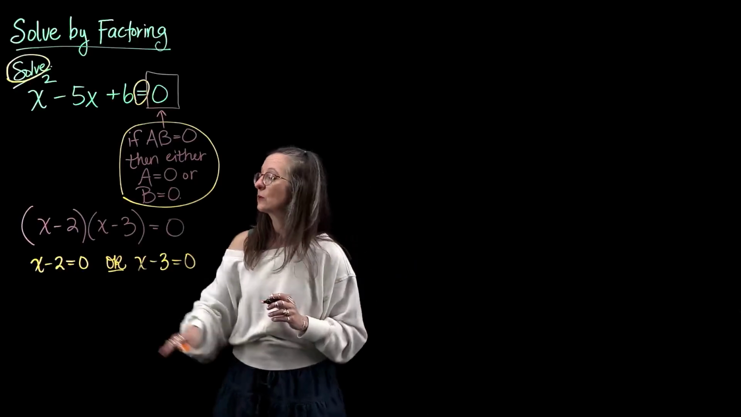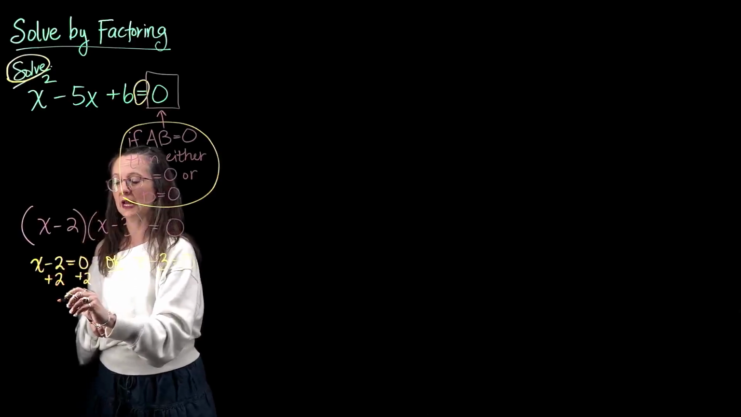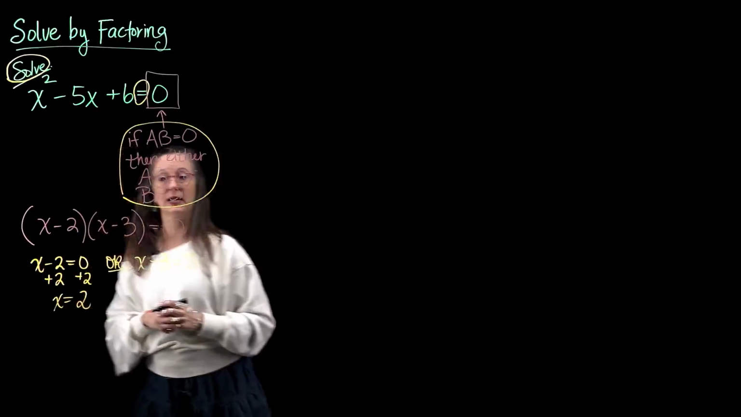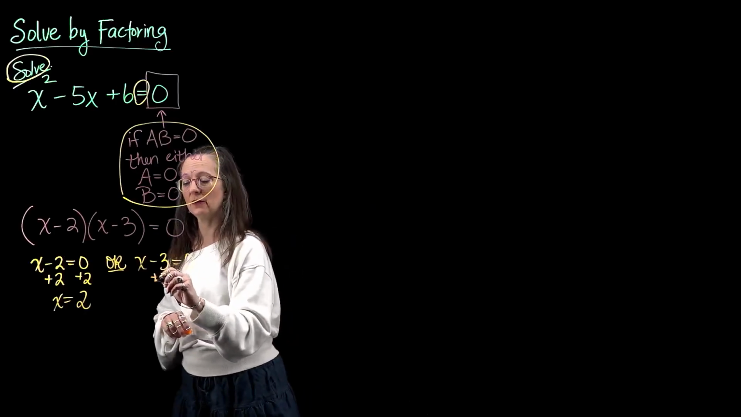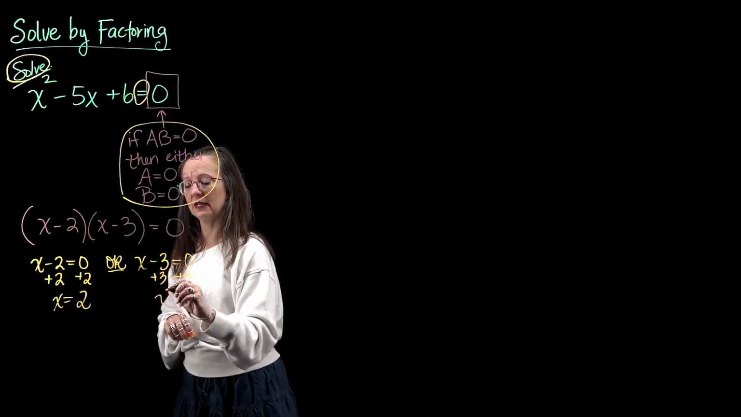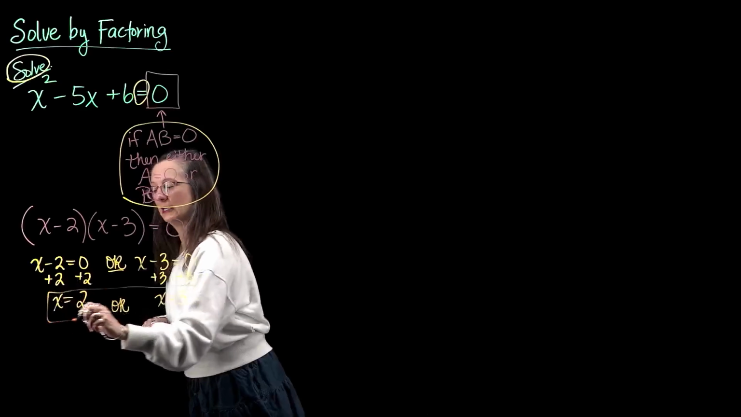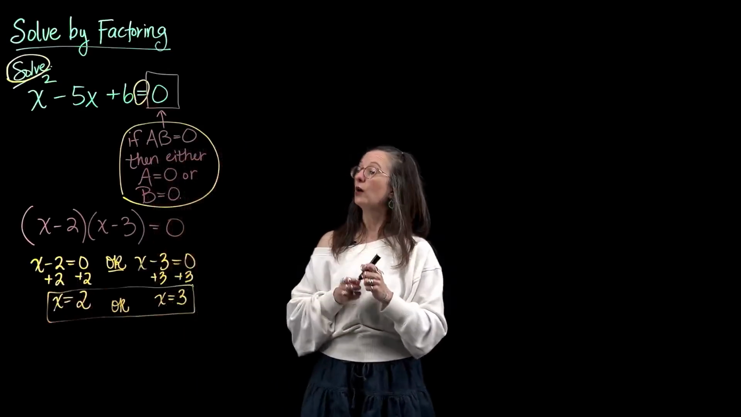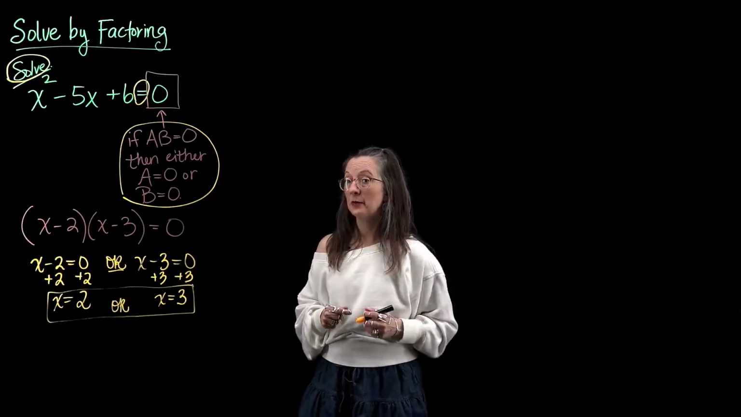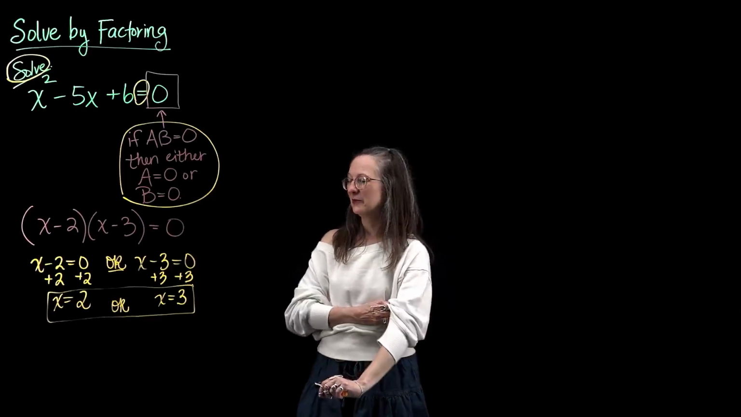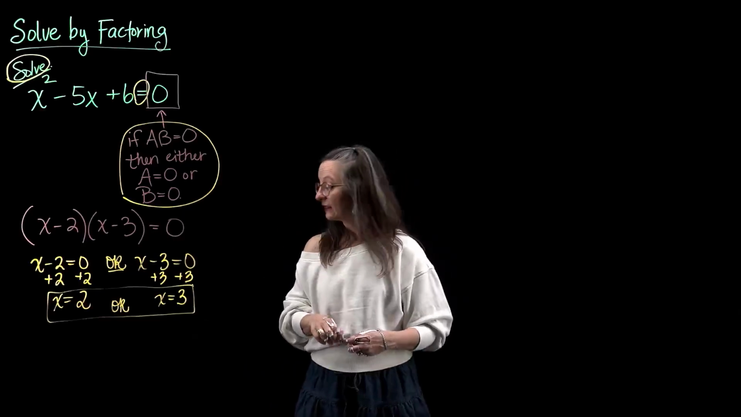All right, our final step is going to be to solve each of these. If x minus 2 equals 0, we can add 2 to both sides, and I get x is equal to 2. If x minus 3 is equal to 0, then I can add 3 to both sides, and I get x is equal to 3. So my solution is x equals 2 or x equals 3. Okay? Obviously, it doesn't have to be both at the same time because that's not possible. Either of those is a solution. All right, let's look at another one.